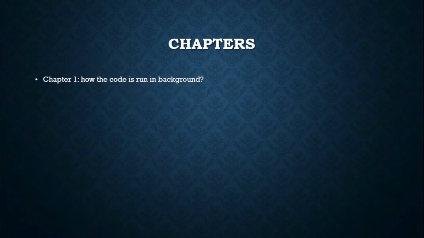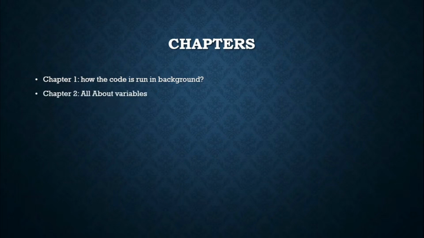Now we are going to discuss some of the chapters that we will cover in this course. The first chapter is how the code runs in the background. In this chapter we will discuss what happens in the background when you write a Python script and run it, and how the machine understands your code. Apart from that, we are going to implement our first Python program in chapter 1. So don't worry, and let's go to chapter 2.